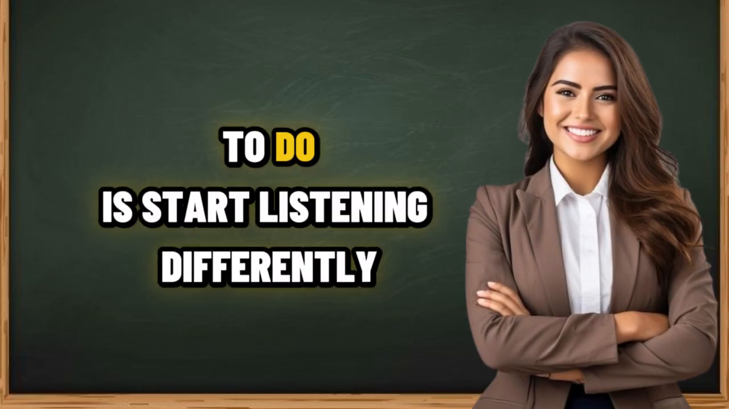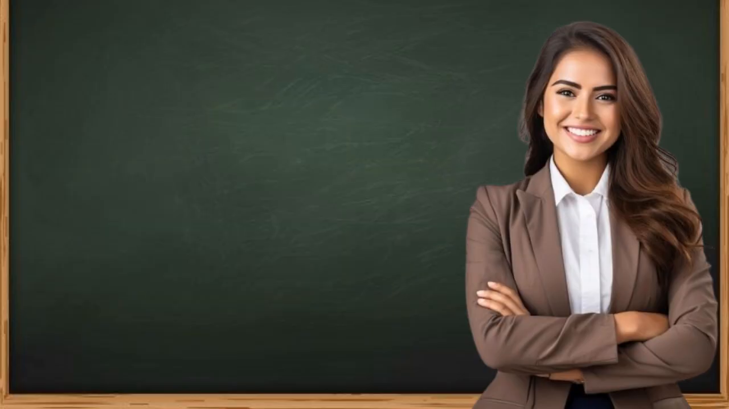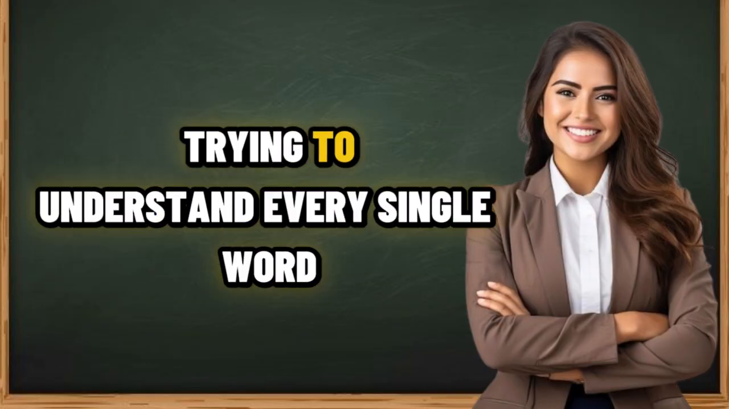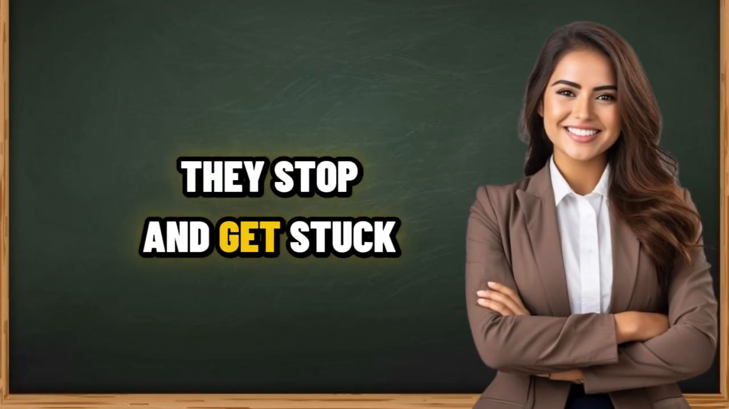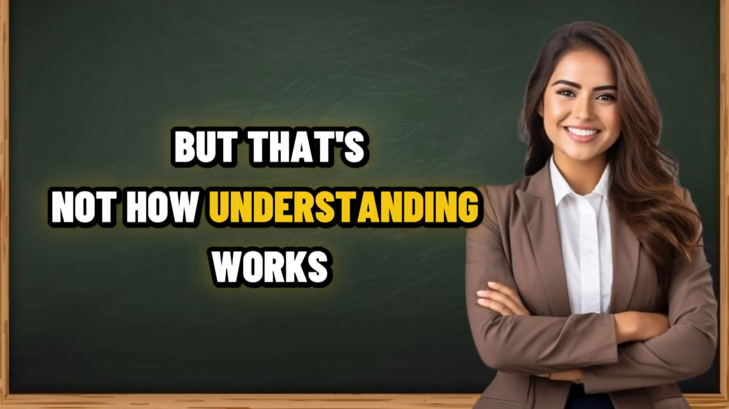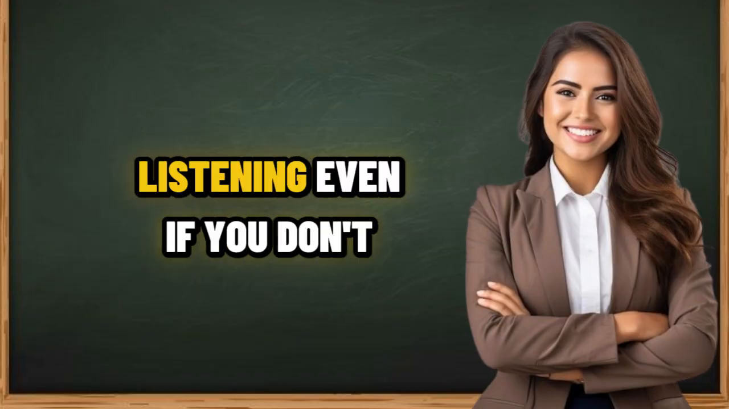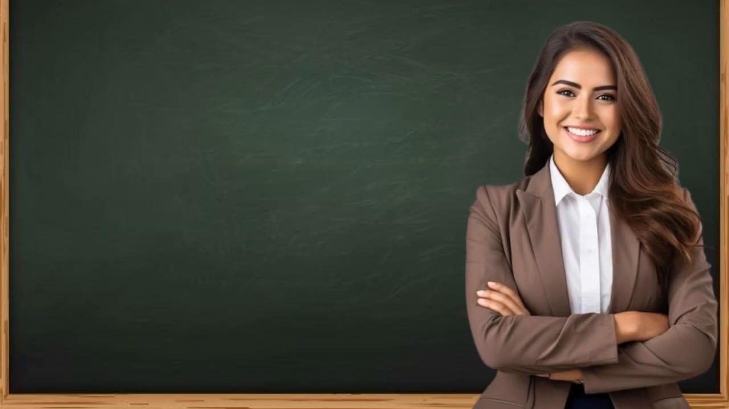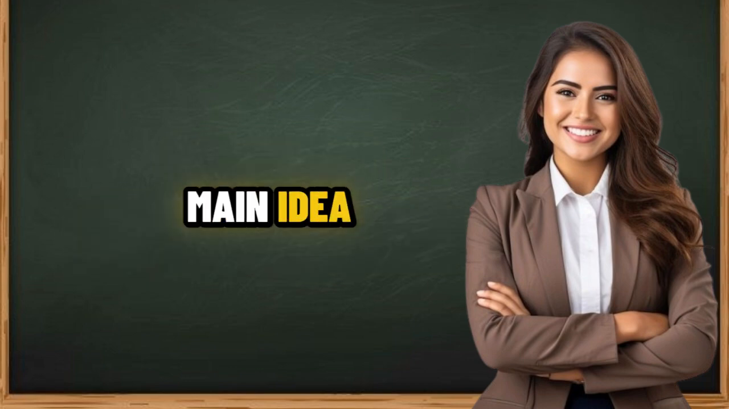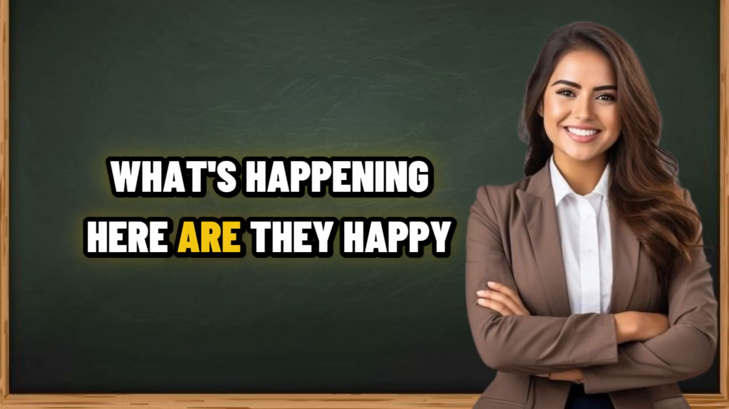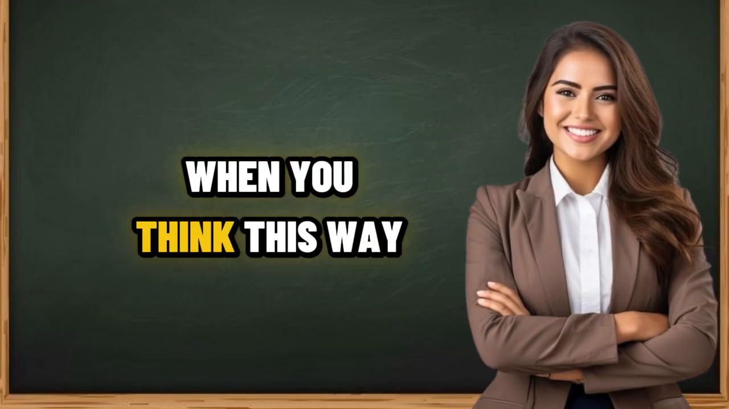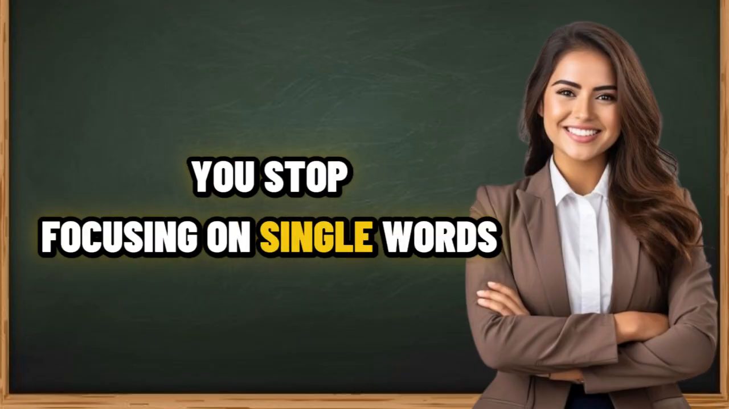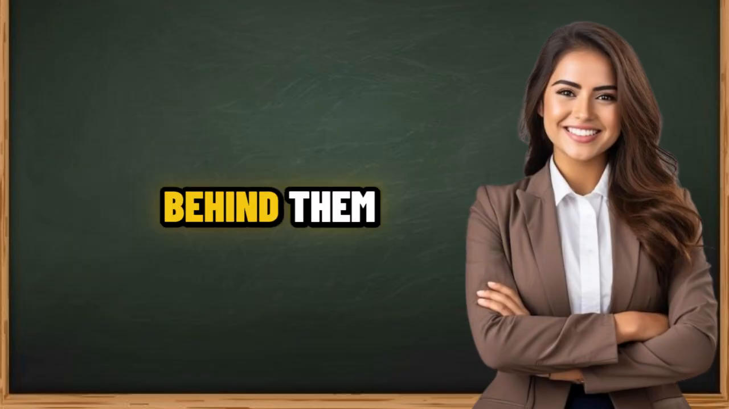The first thing you need to do is start listening differently. Most learners listen to English trying to understand every single word. When they miss one word, they stop and get stuck. But that's not how understanding works. The trick is to keep listening, even if you don't understand everything. When you listen, focus on the main idea. Ask yourself simple questions in your mind like, what's happening here? Are they happy? Are they angry? Are they agreeing or disagreeing? When you think this way, you stop focusing on single words and start understanding the meaning behind them.